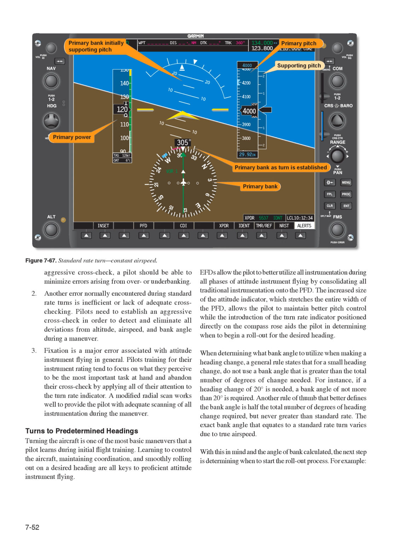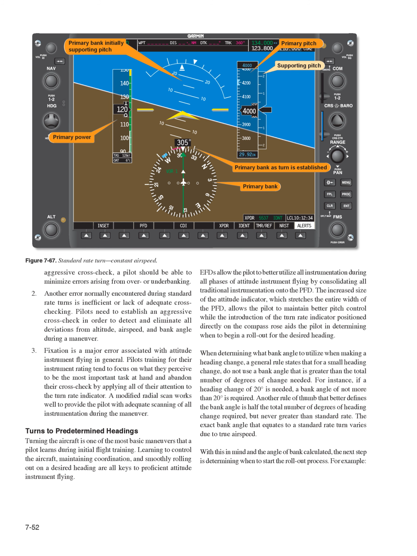When determining what bank angle to utilize when making a heading change, a general rule states that for a small heading change, do not use a bank angle that is greater than the total number of degrees of change needed. For instance, if a heading change of 20 degrees is needed, a bank angle of not more than 20 degrees is required. Another rule of thumb that better defines the bank angle is half the total number of degrees of heading change required, but never greater than standard rate. The exact bank angle that equates to a standard rate turn varies due to true airspeed.